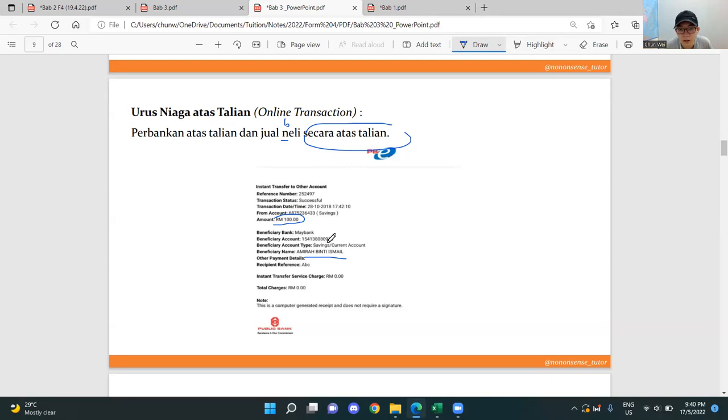So you type in the account number, the bank, and then the figure, and then you press send. After send, they will give you something like a receipt, but it's not a receipt. It's called a urus niaga atas talian, an online transaction. All right, so this is a bukti. Remember, we are talking about here, all the documents are actually bukti. Bukti that kita telah bayar.